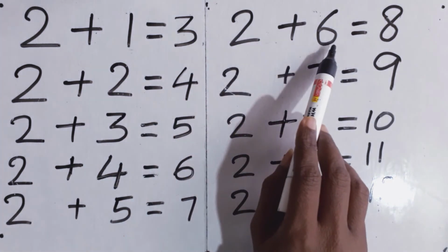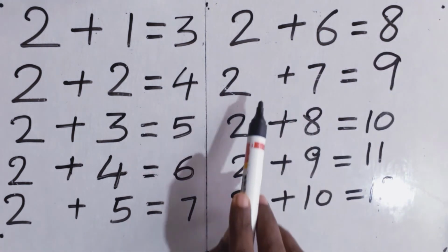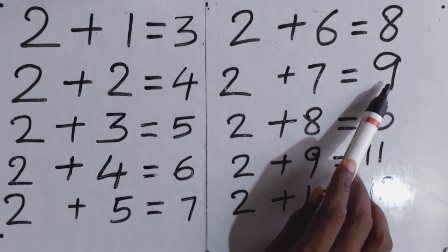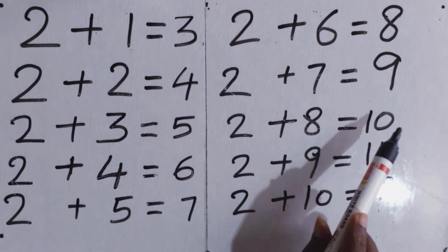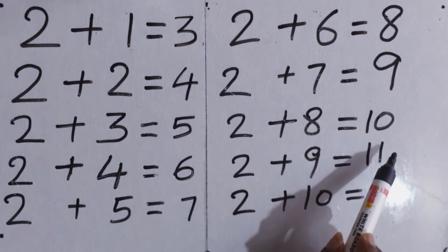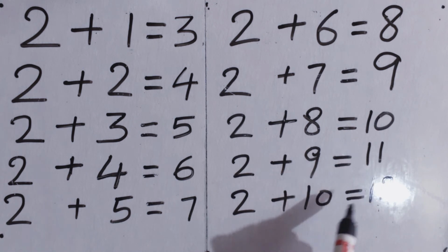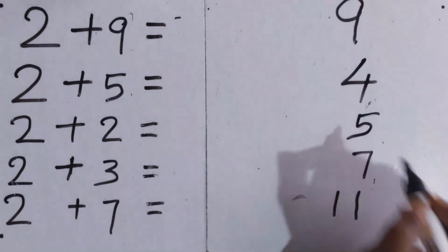2 plus 6 is equal to 8. 2 plus 7 is equal to 9. 2 plus 8 is equal to 10. 2 plus 9 is equal to 11. 2 plus 10 is equal to 12.